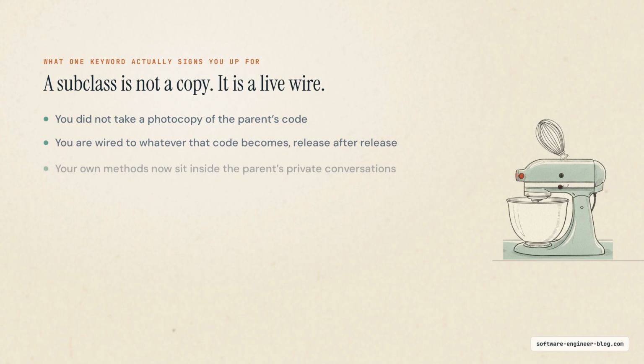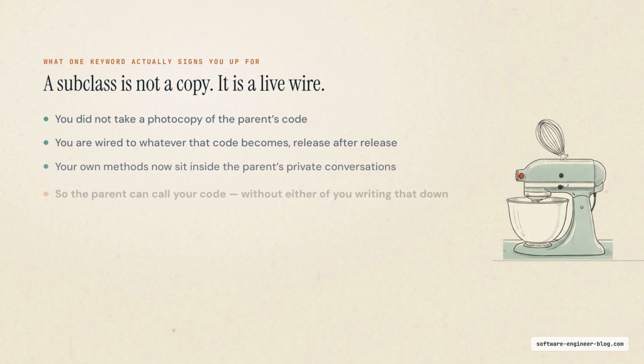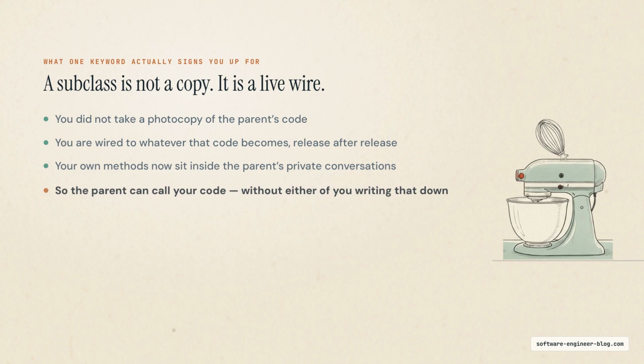And it goes further than that. When you replace one of the parent's methods with your own, your method does not just sit next to the parent's code, it sits inside it. Anywhere the parent calls that method on itself, it is now calling yours. Neither file says so. Let me show you what that does.